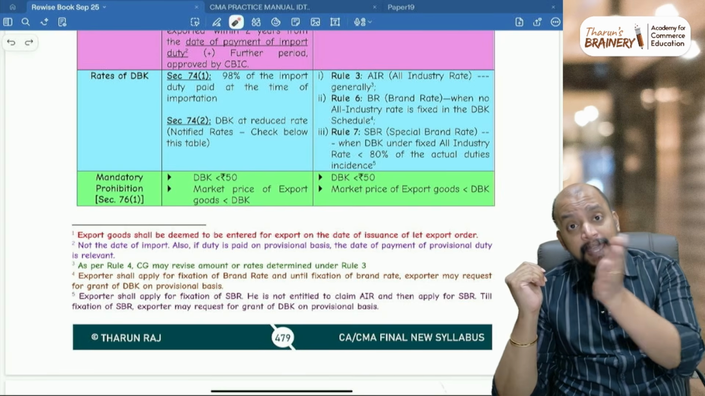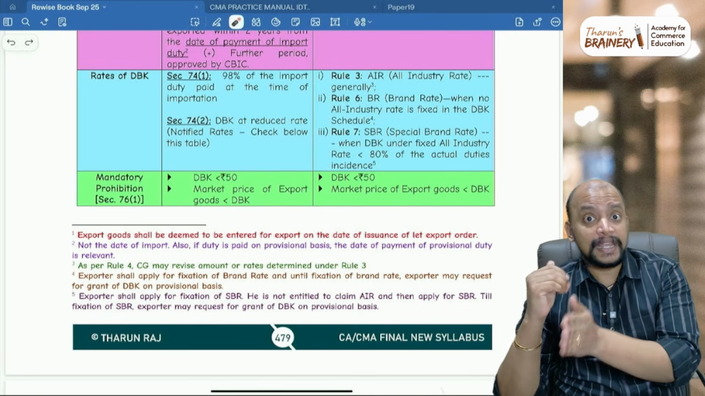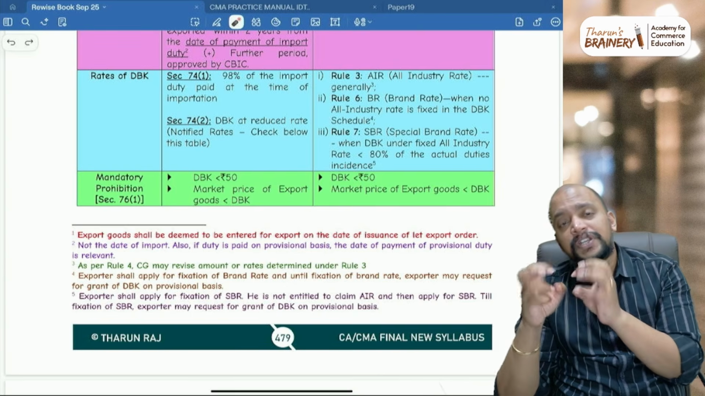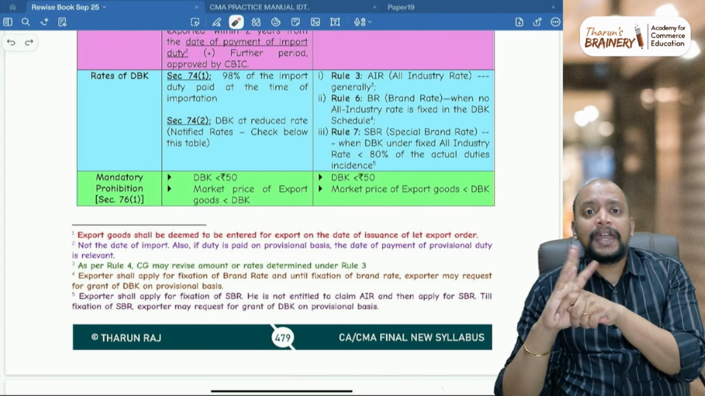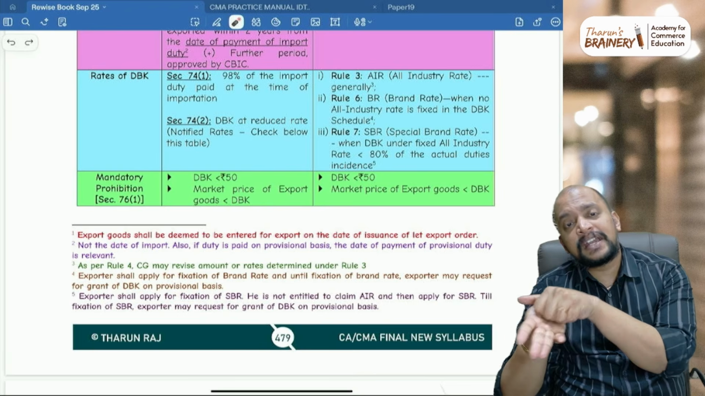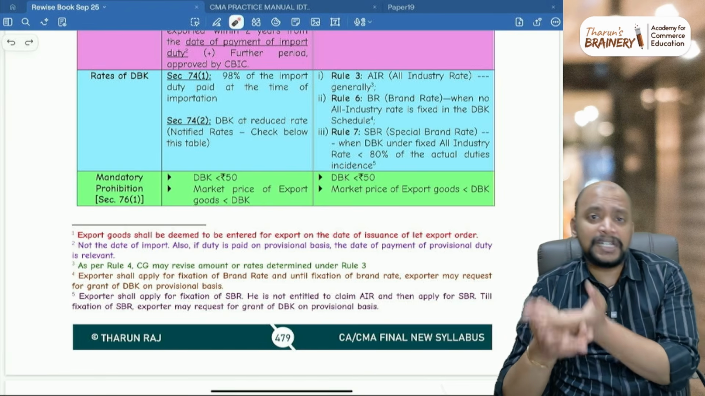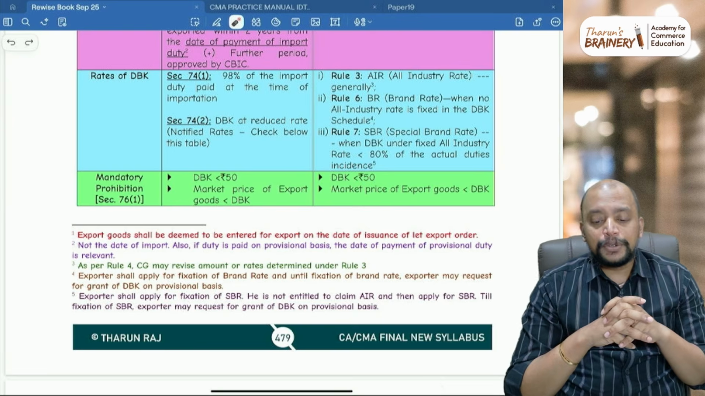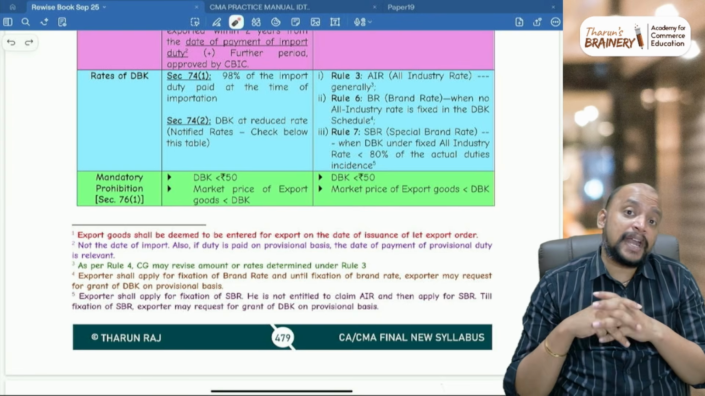Till the time exporter gets the brand rate, means they will notify, till that time, provisionally some amount he can ask. And at the time when brand rate is notified in future, the difference will be payable or receivable. Then look into Rule 7, special brand rate.